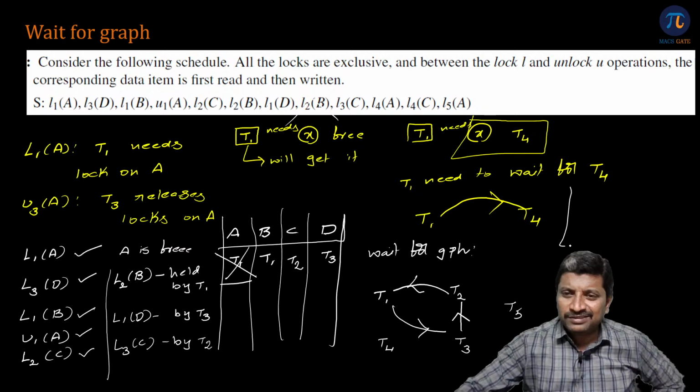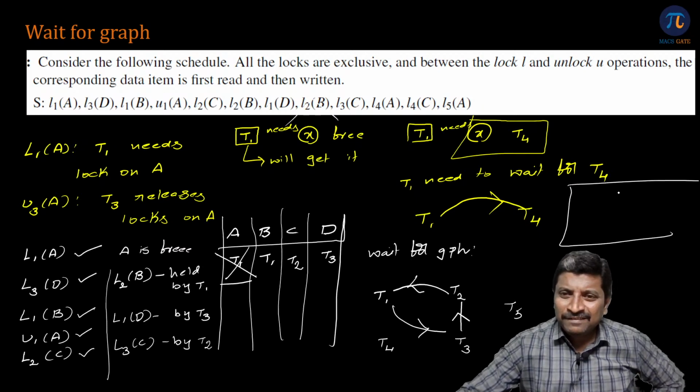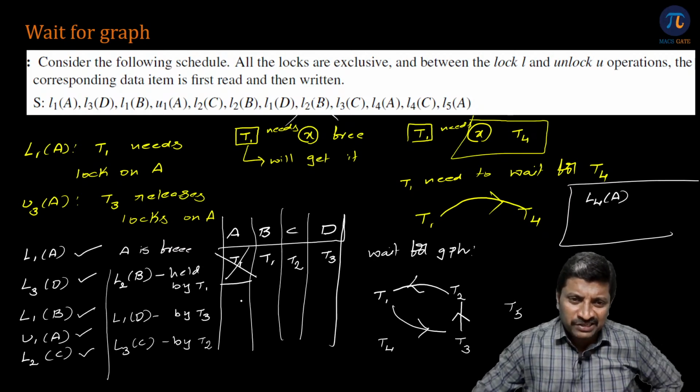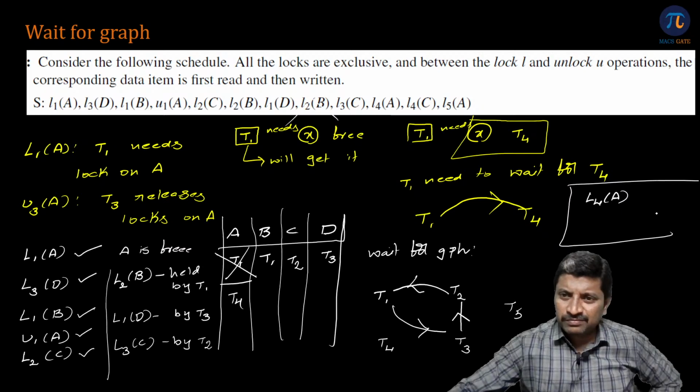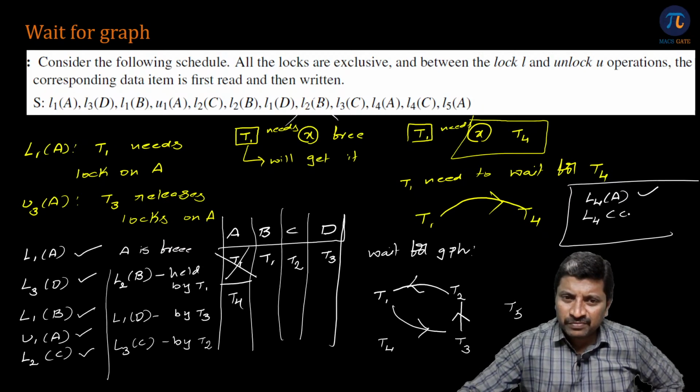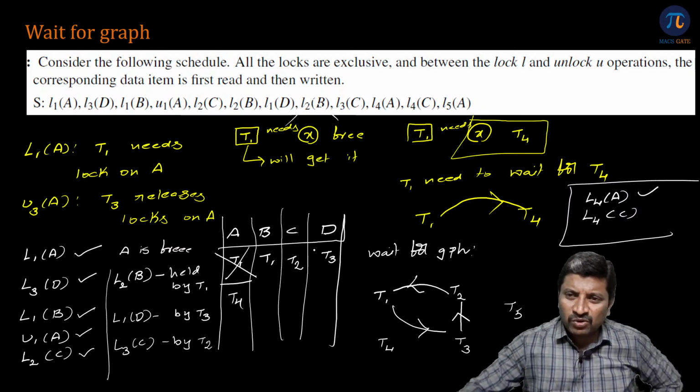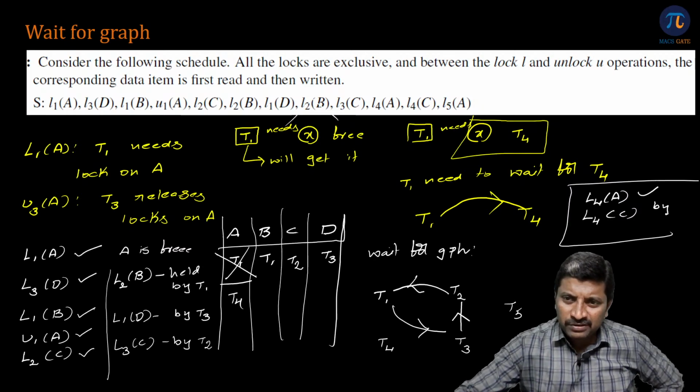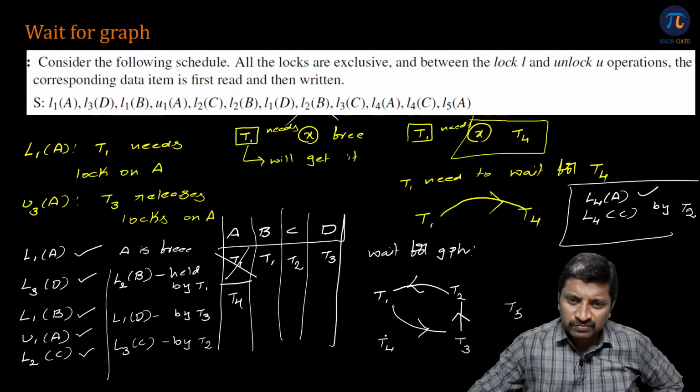Let me write it here. Okay. So L3 done, right? L4 of A. T4 needs A. Is it free? Yes, free. So sanctioned. L4 of C. Is C free, sir? No. It is held by T2. So T4 needs to wait for T2.